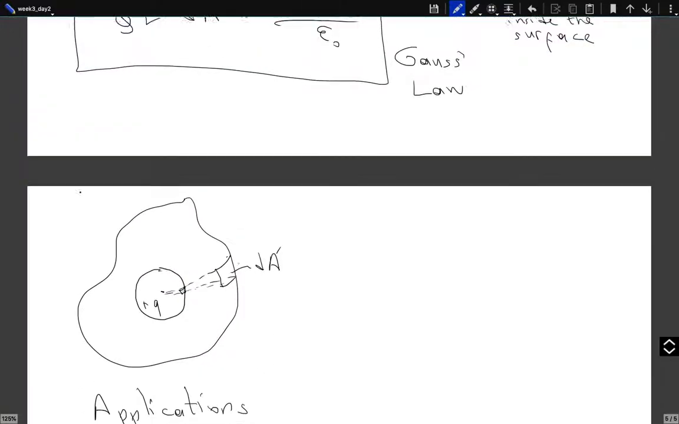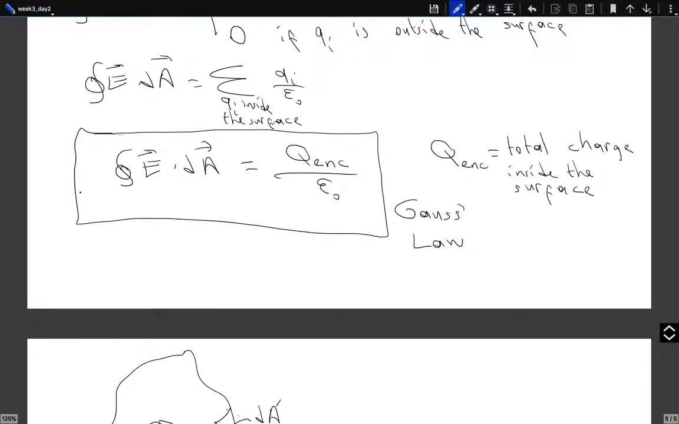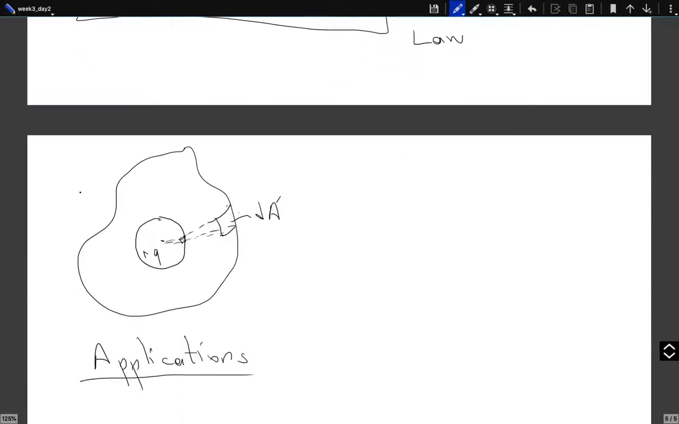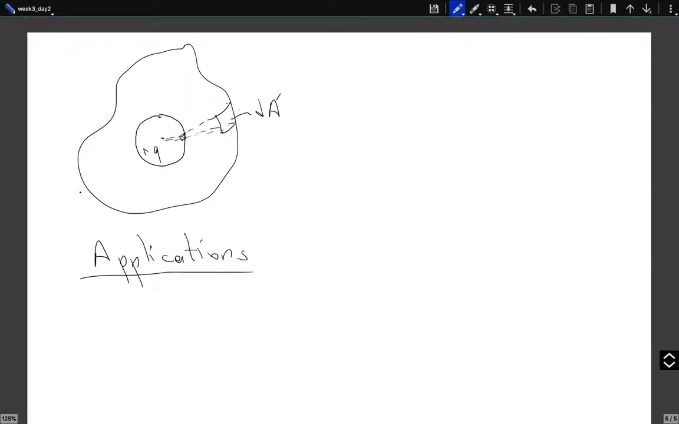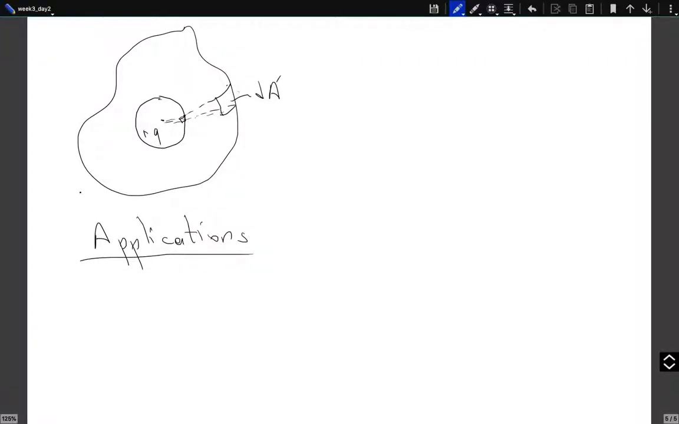Now, in fact, this Gauss's law, although we derived it in electrostatics, turns out to be valid also in electrodynamics. Even if the charges are moving around, even if they are accelerating, no matter what the charges are doing, that law is still valid. Let's do the applications. The easiest one would be the electric field of a point charge.